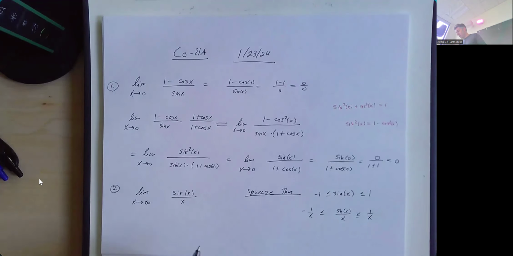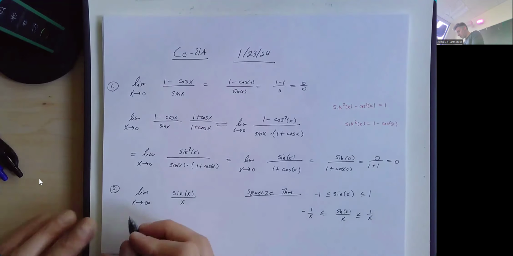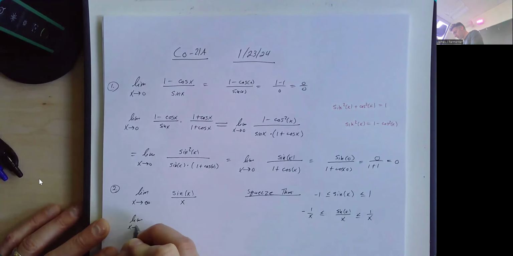All right, so now I've got the thing I want to take the limit of in the middle, so I don't take the limit of it. Take the limit of the outer parts. The limit as x goes to infinity of 1 over x.